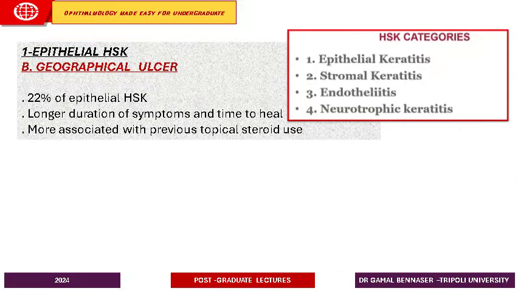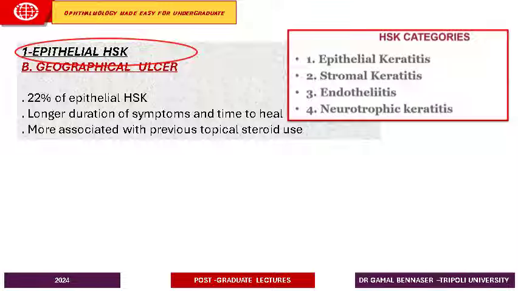Now, the second type of epithelial herpes simplex keratitis is the geographical ulcer. The name describes a large defect in the epithelium, and around 22% of epithelial keratitis can convert to geographical ulcer, which leads to more symptoms and more healing time. It has been incriminated that the use of steroids for a dendritic ulcer will lead to the development of a geographical ulcer. Another name for the geographical ulcer is the amoeboid ulcer, because it looks like an amoeba.